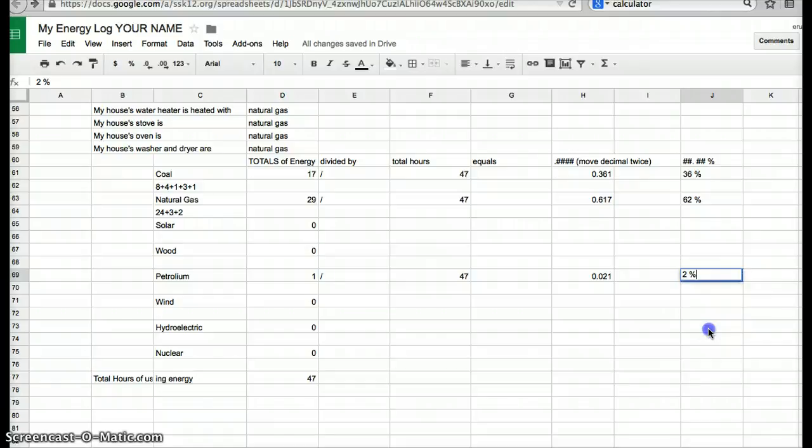Now, the last step that you need to do, so the other ones were all zeros, and the last step that you want to do is you need to double check that this all makes sense. Okay, and these ones were zeros up here. You're going to look at all your percentages. We're going to make sure that they make sense. They need to add up to 100% so that we are taking into account every single bit of time that you used energy.